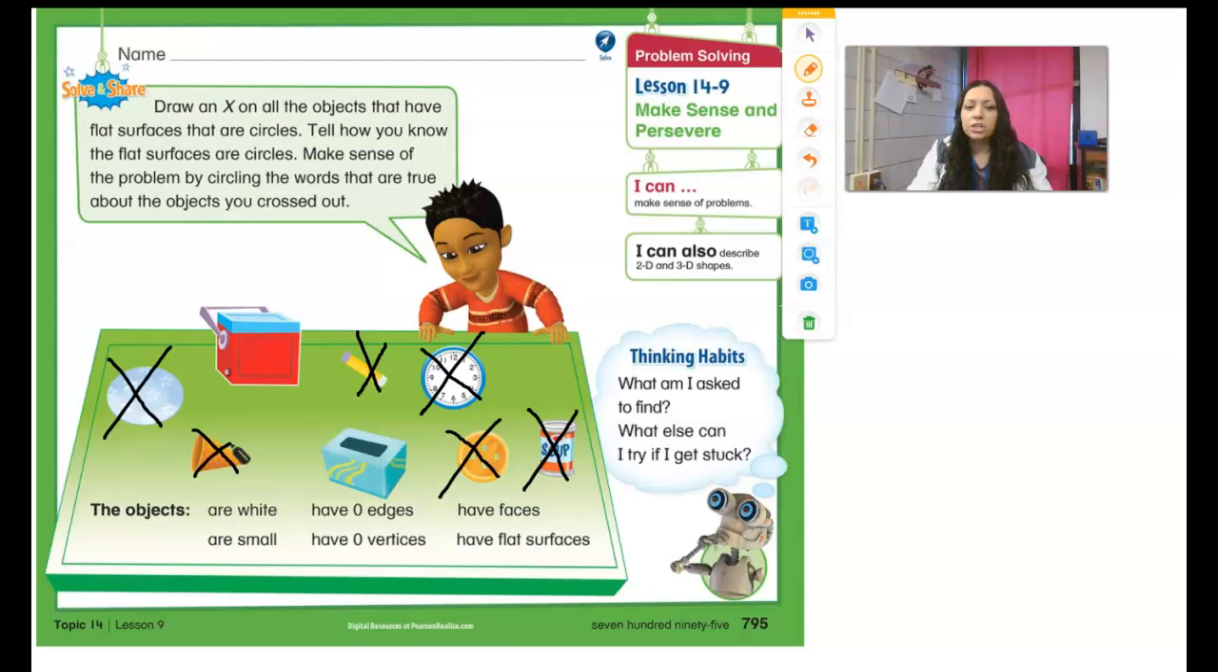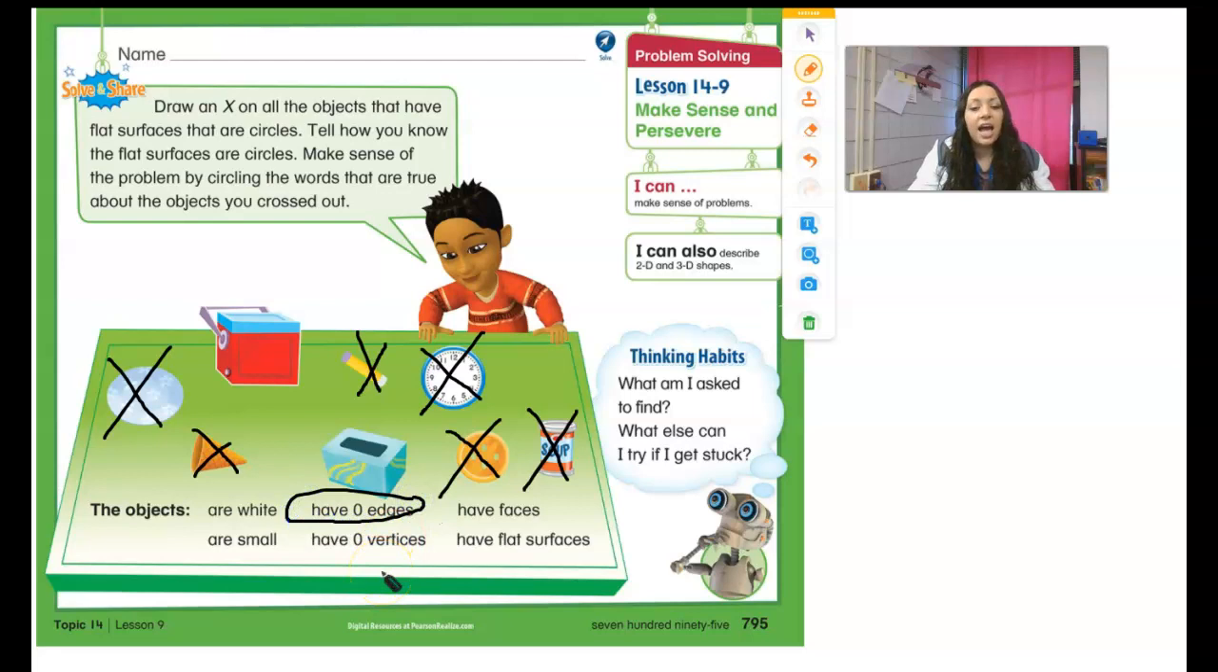So it says we're going to circle the words that are true about all the objects we crossed out, okay? So are all the objects white? No. Are all of them small? No. Do all of them have 0 edges? Let's check. Over here, I don't have any edges. On this one, I don't have any edges. I just have that round thing at the bottom, and then I have 1 vertice. What about here? No edges. It's all round on the side. A clock, no edges because it's a circle. The button, no edges, and another cylinder. So they all have 0 edges.